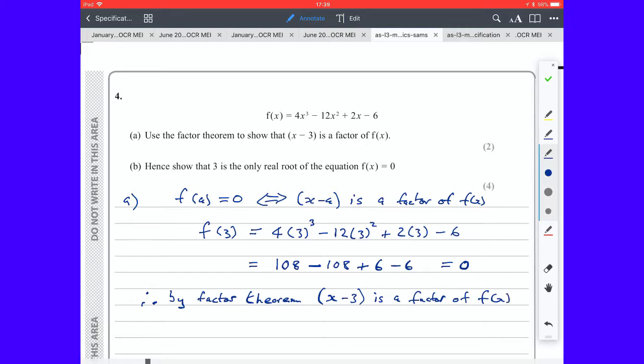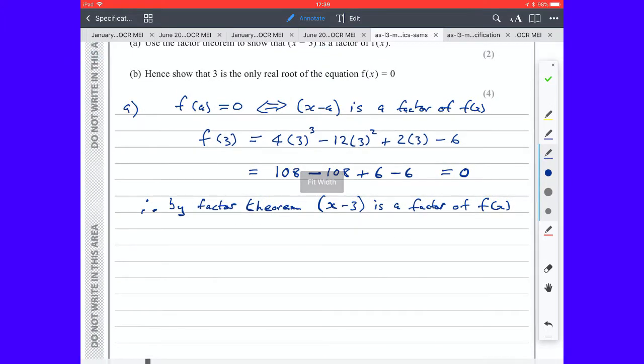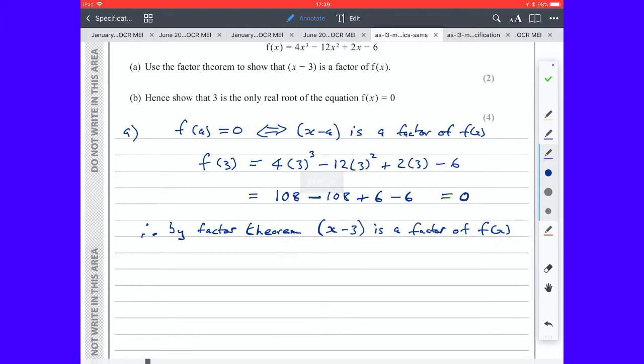Now we move on to part B. Hence show that 3 is the only real root of the equation f(x) equals 0. Well, to do this, we'll need to do some algebraic division because we need to know what the quadratic factor will be now that we know that the linear factor is x minus 3.